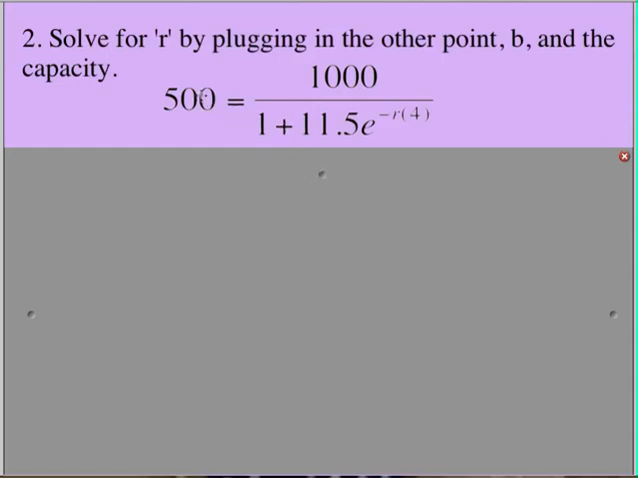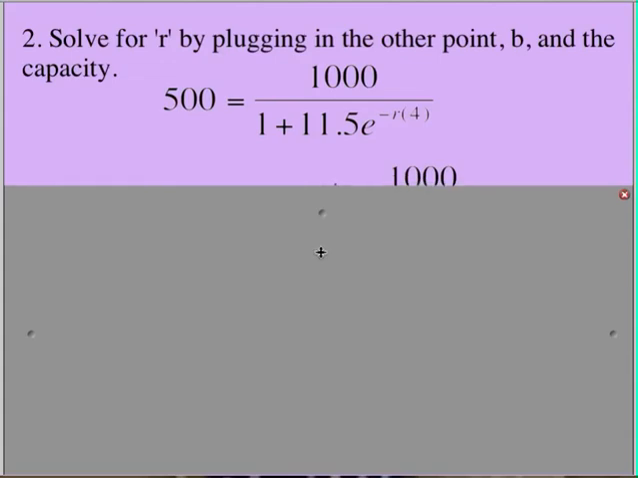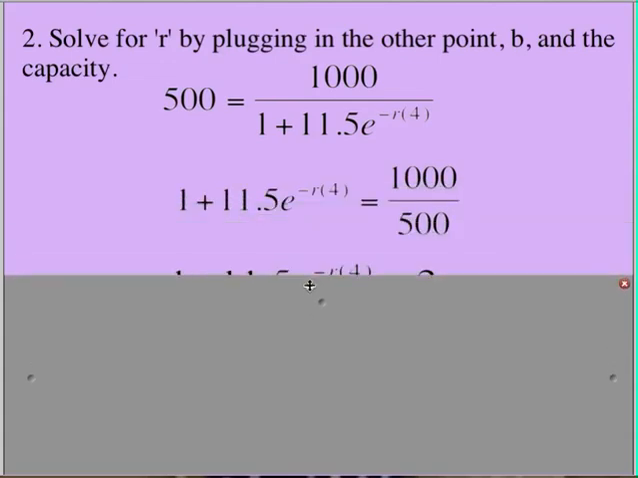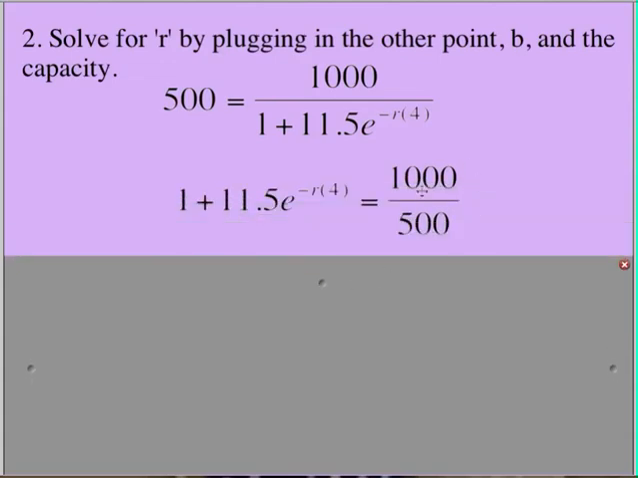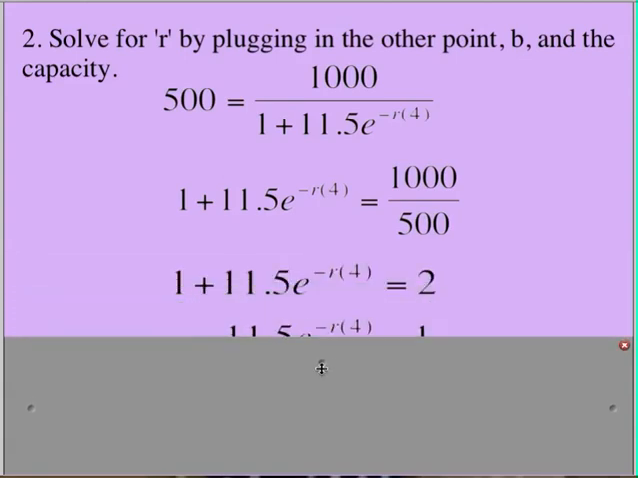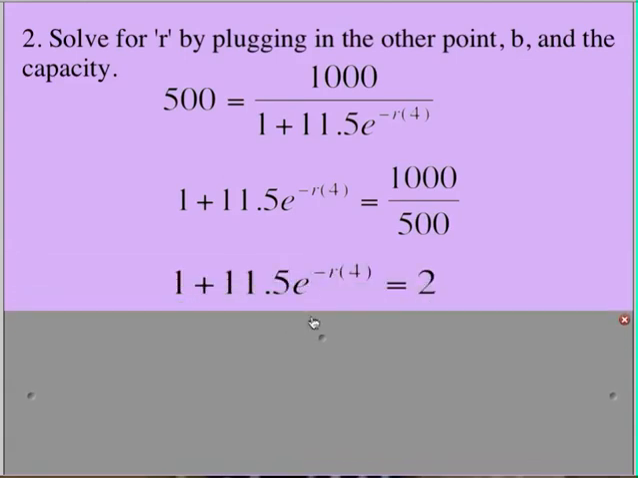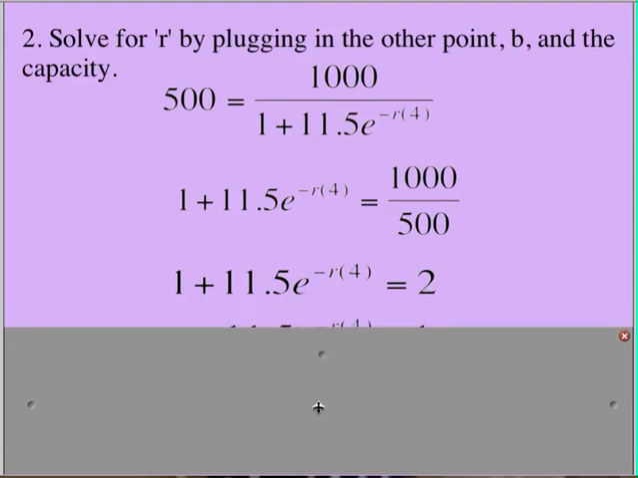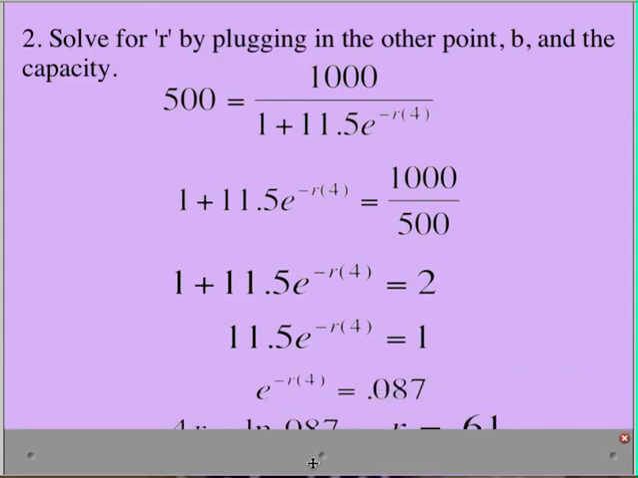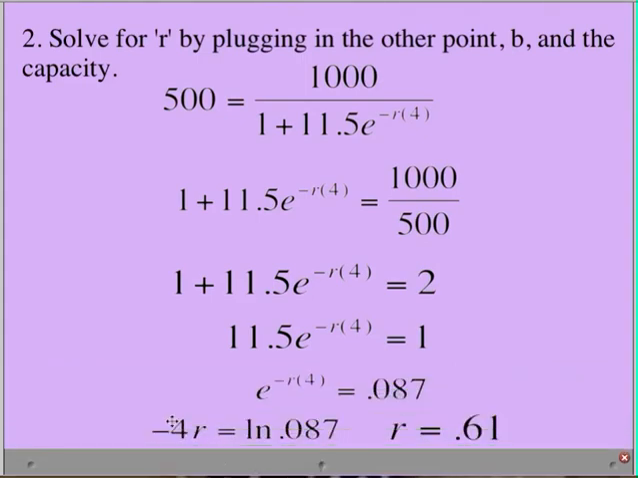Then once again, since the variable is on the bottom, I can swap the left side with the bottom. So then I get 1 plus 11.5 e to the negative R times 4 equals 1,000 over 500, which is going to turn to 2. And then just get your base and the exponent by itself so that we can bring that exponent down. So minus 1 and then divide by 11.5, and then take the natural log to both sides and then divide by a negative 4, and you get an R value of 0.61.